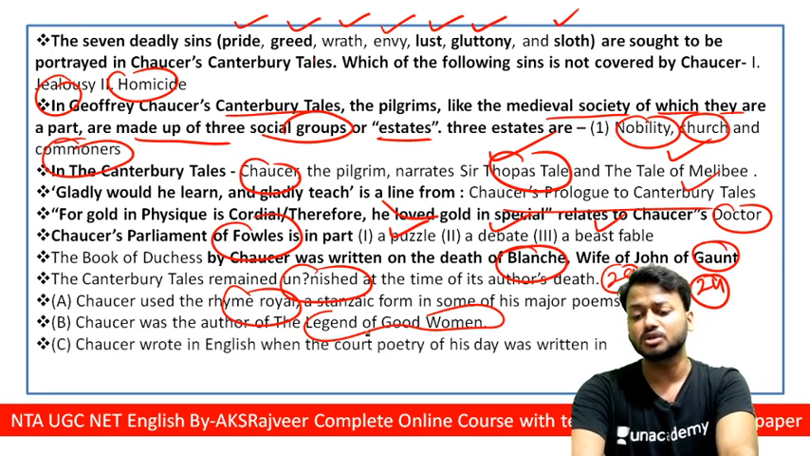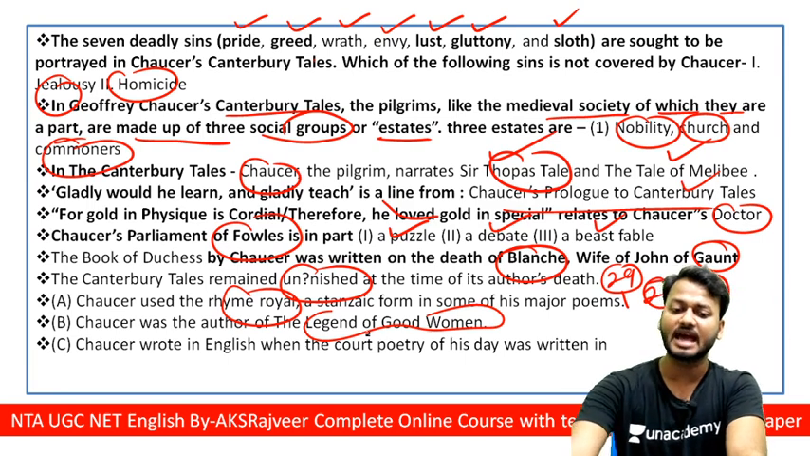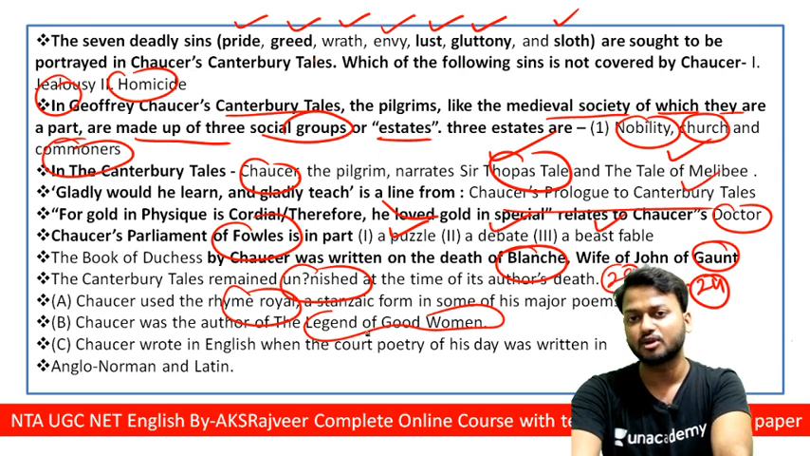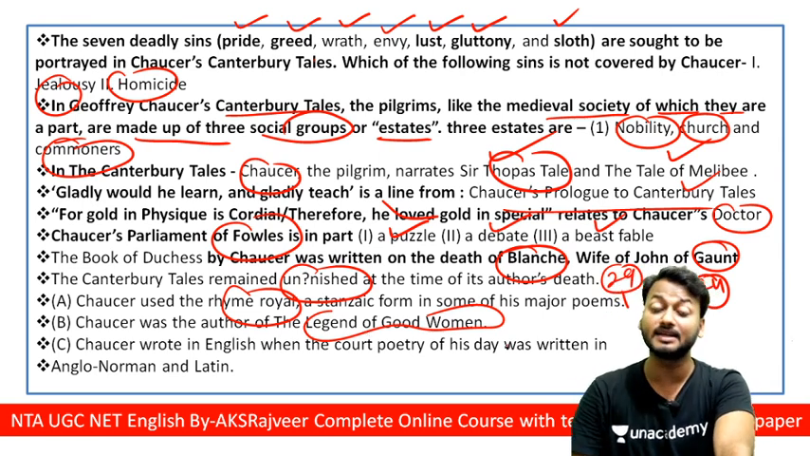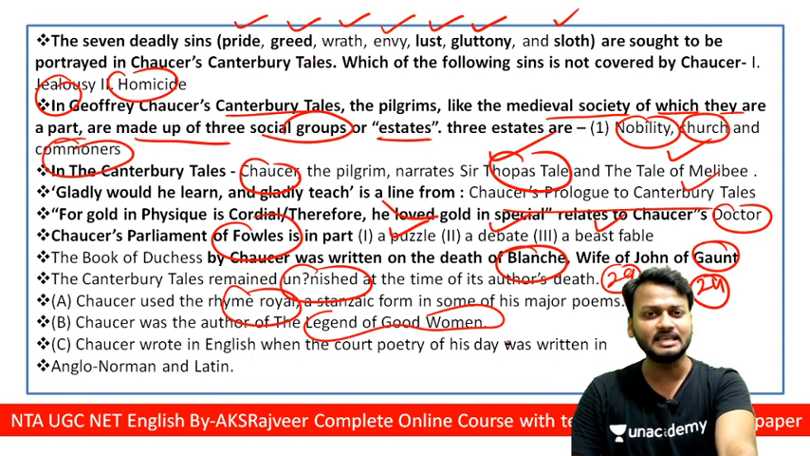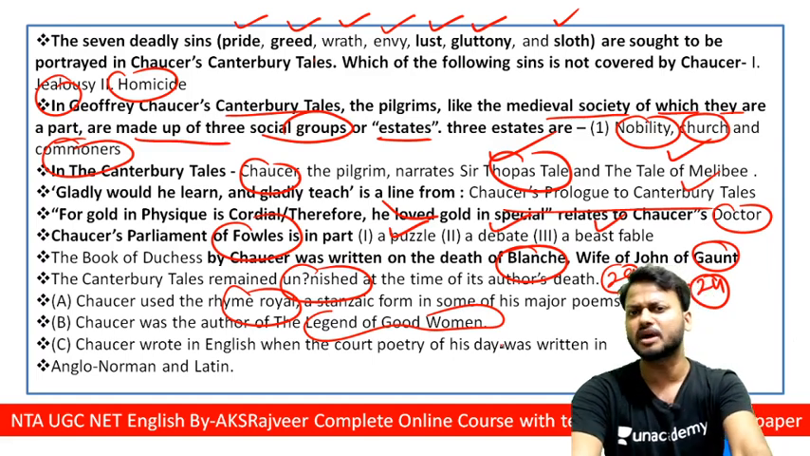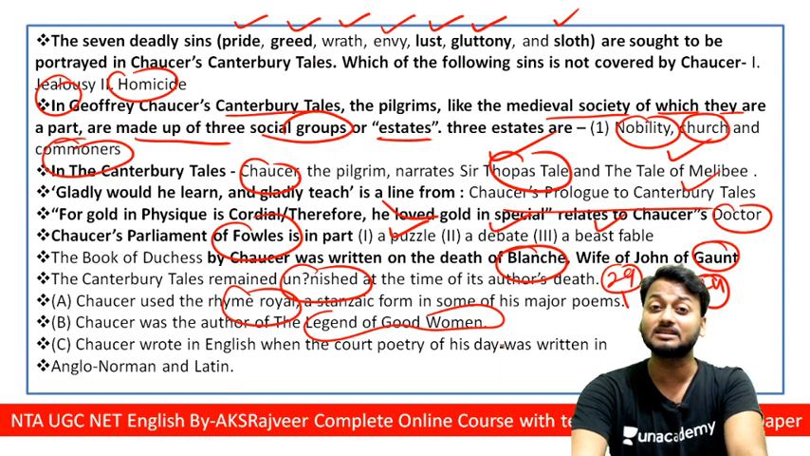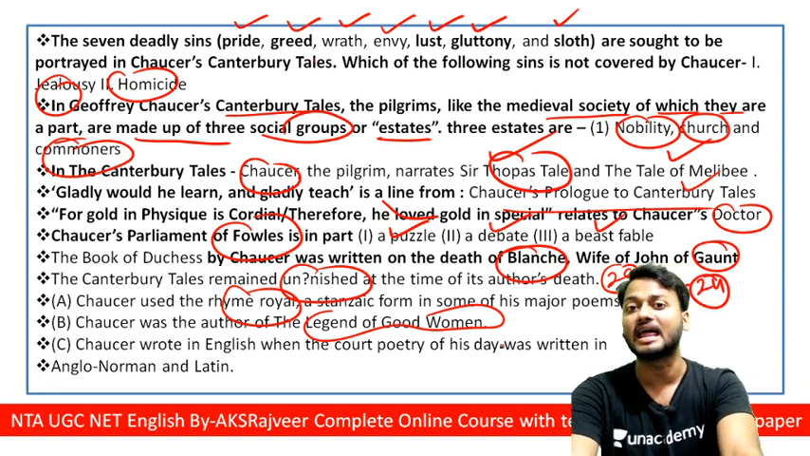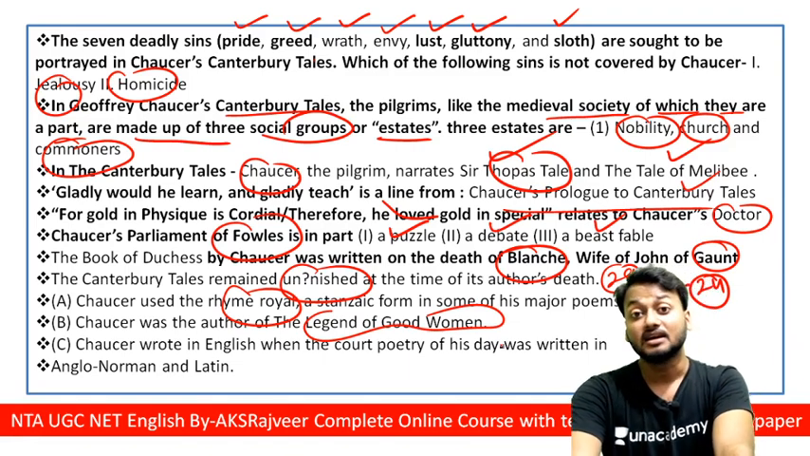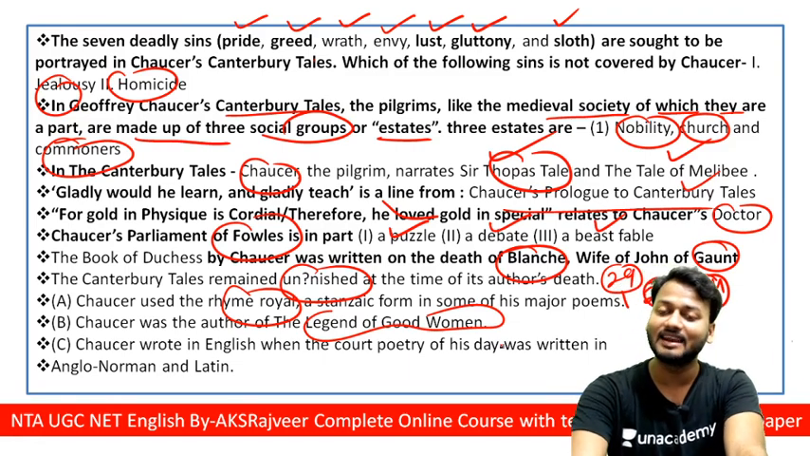And then see, Chaucer wrote in English when the court poetry of his day was written in different languages like Anglo-Norman and Latin. Here on this point, learners, I would like to say something. Chaucer wrote his work in the East Midland dialect. Later on, that became the English language, learners. That's why Dryden says he found it brick and left it marble. And Lowes says he found it a dialect and left it a language.